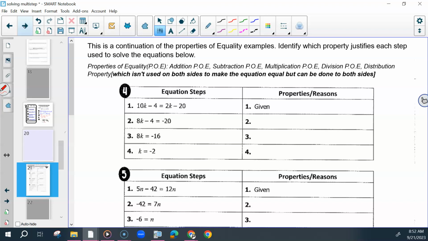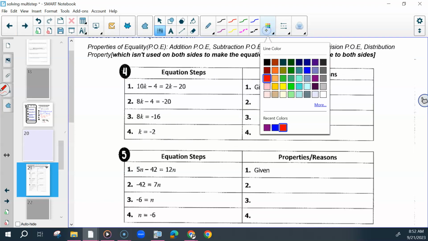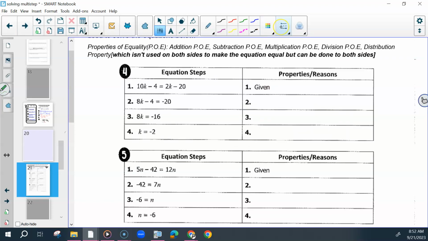So this is similar to what we did the other day, where we were putting in the different steps, properties of equality for different things. Now these have equations that have variables on both sides. So we'll do a couple and then you go do a couple. Just like before, the first one is given. We're looking at what they did from step 1 to step 2.